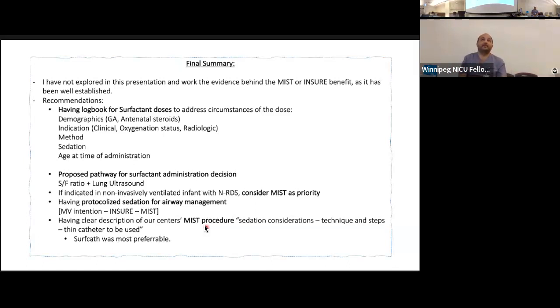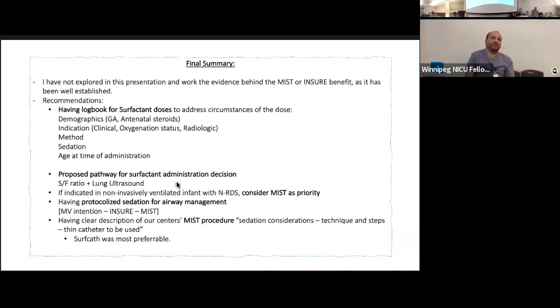Final summary, my recommendations about having logbooks for surfactants so that we can trace what is the best criteria and method for administering surfactant to learn from it, because I found a lot of difficulties in collecting my data. Having a proposed pathway, and that's why I proposed these two pathways with lung ultrasound available, and I don't think we will use this much, but maybe other rural areas may use it.